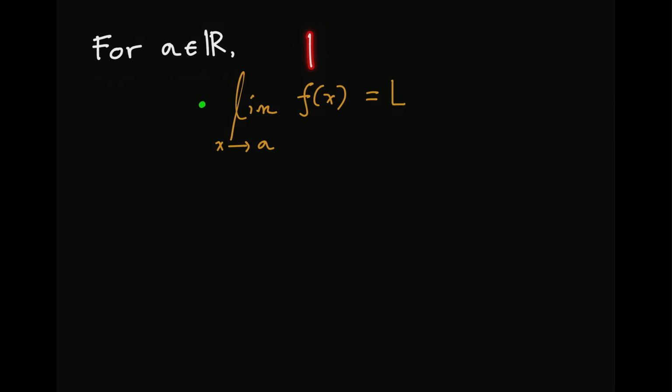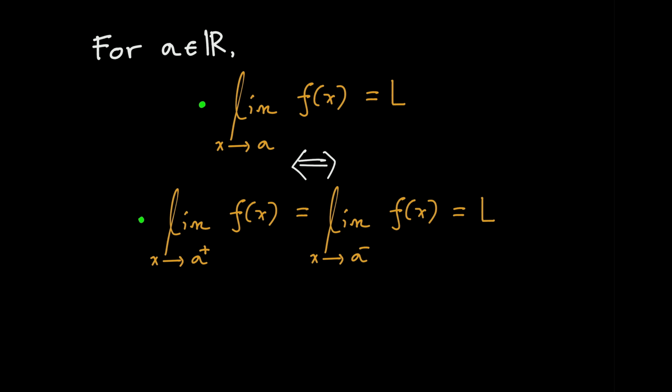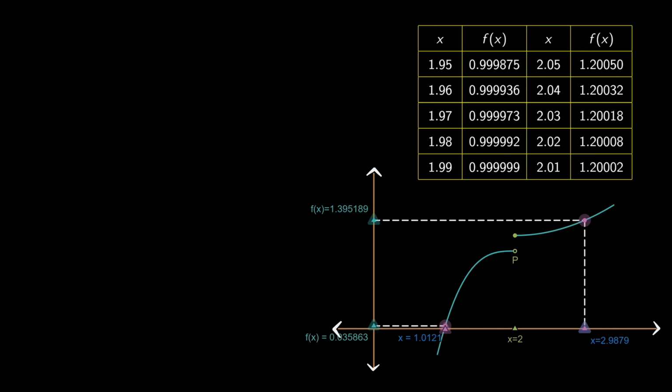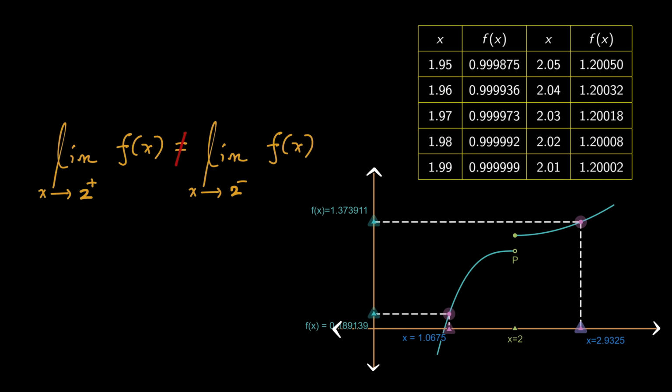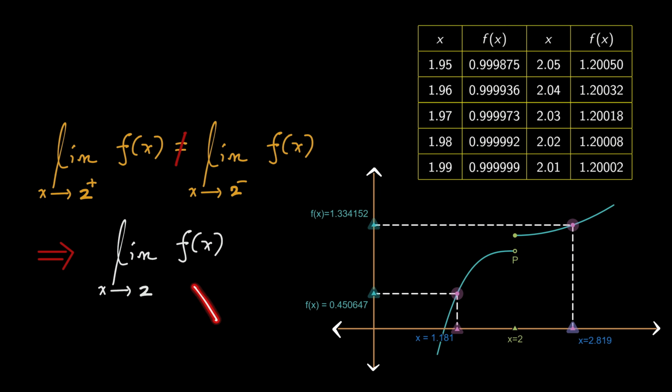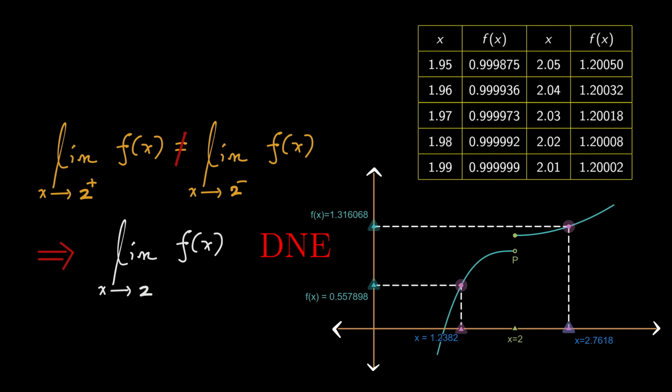Now, if a is a real number, this limit is equal to L if and only if the right and left limits are equivalent and both equal to L. And for the case where L is finite, then we say the limit exists. And in this particular example, since the left and right limits are not equivalent, it follows that the limit doesn't exist.